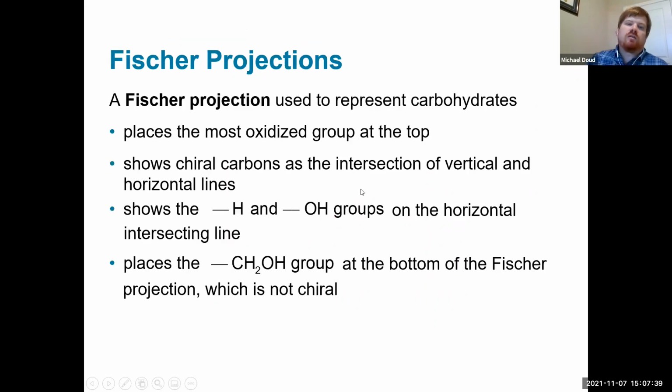Okay, so again, we talked about Fischer projections. We use them a lot to represent carbohydrates. That's where we have the most oxidized group at the top. We can easily identify chiral carbons because we see what's bonded on the horizontal lines and what's bonded on the vertical lines, and we see an alcohol group at the bottom, the CH2OH group, and that's achiral.